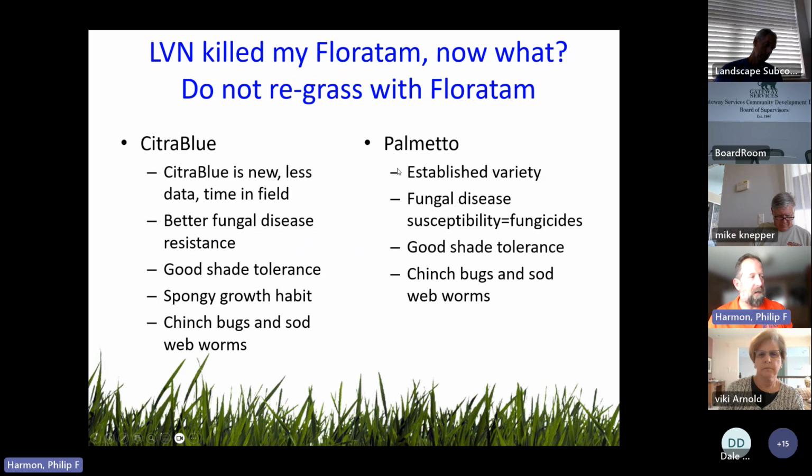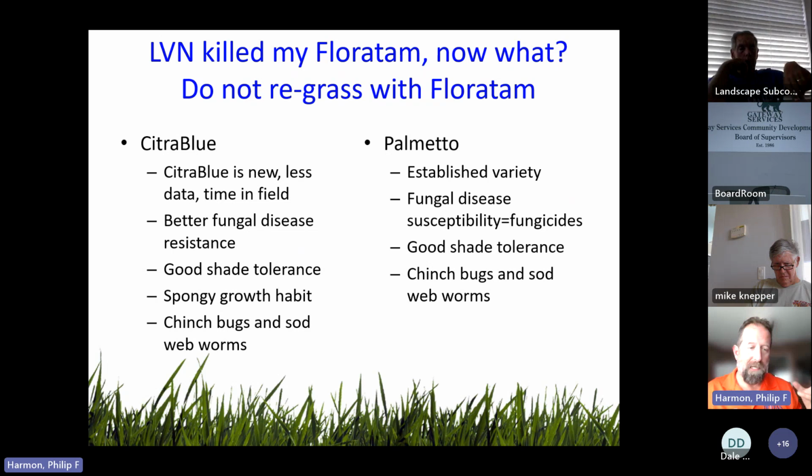And there are other varieties we can talk about, and I'll answer specific questions about after this as well. Let's start with Citra Blue, the UF variety. It is new, as I mentioned. There is less data and time in the field for us to base our recommendation on. And so when you go with the latest, greatest, newest thing, sometimes you get the latest, greatest, newest thing, and sometimes you find out later that there are difficulties with that grass. So far, we haven't found any deal breakers for Citra Blue, but it is new.